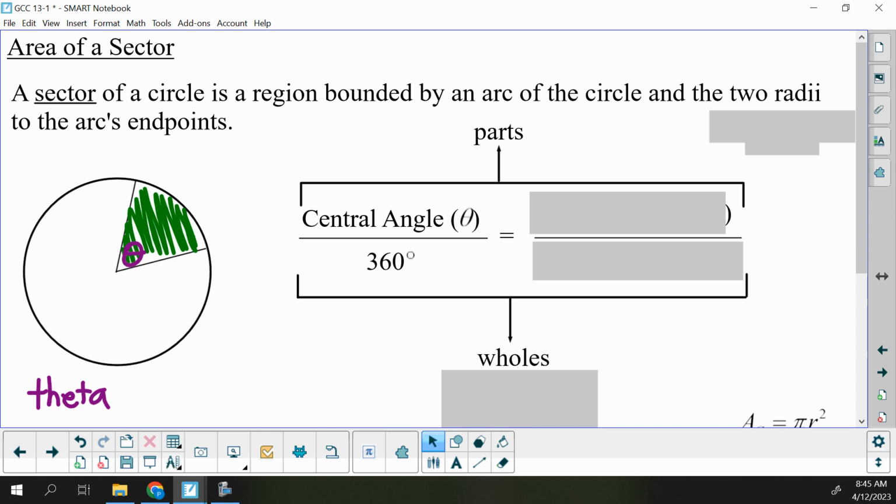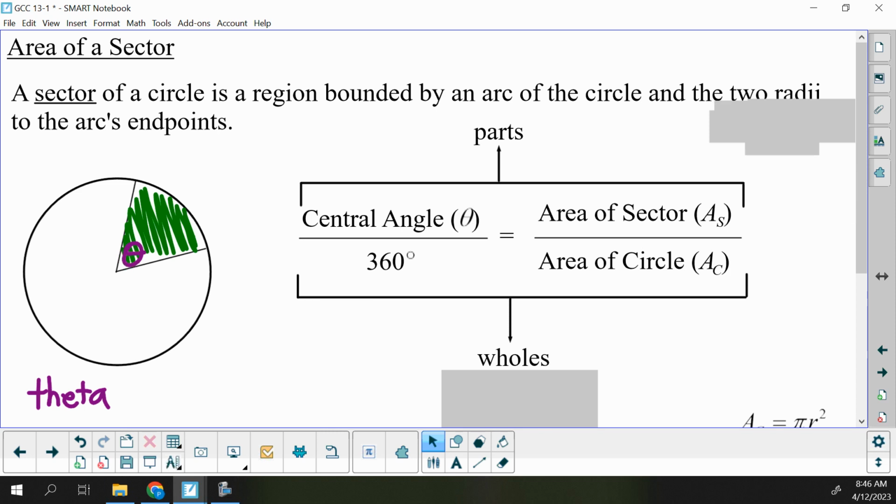Because on the top right, where we had arc length before, which was like the crust of the piece of pizza, this time we want the area of the sector. So the area of our sector, I'm just going to call it A with S as a subscript for the area of just the sector. And then the bottom would be the whole thing, which would be the area of the circle. So I'll call that A with a C as a subscript, just to differentiate between them for now, because we have A's on both. When we're solving, we'll only be solving for one of the two things.